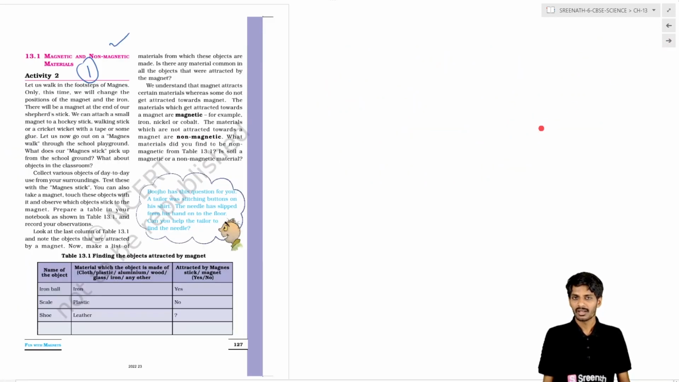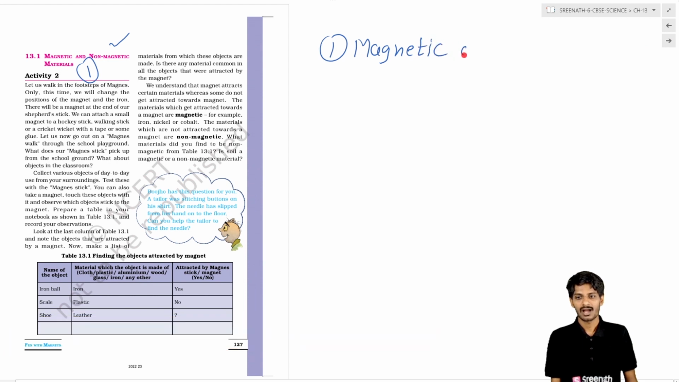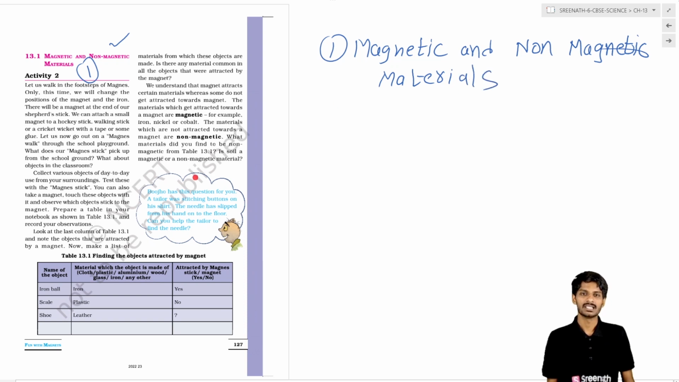Okay. Now after completing the introduction, we have entered into the first topic. What is our first topic? The first topic is magnetic and non-magnetic materials. What are the magnetic materials and what are the non-magnetic materials? Basically, now we will find the definition for magnetic materials. What are the magnetic materials? The materials which get attracted towards a magnet are called magnetic.